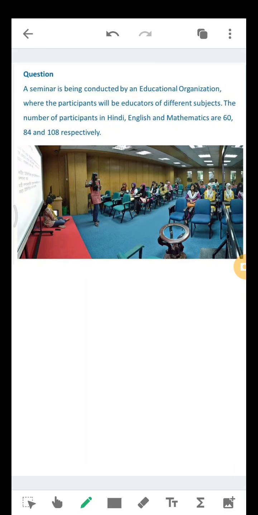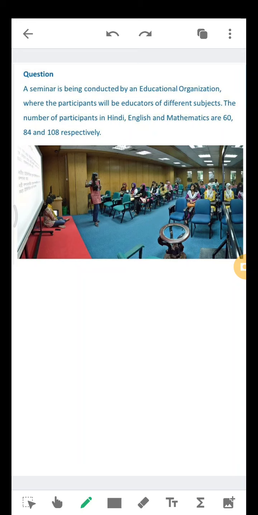Next, let's take another situation based question, the case study question. A seminar is being conducted by an educational organization where the participants will be educators of different subjects. So these are the teachers sitting in an auditorium for a seminar. The number of participants in Hindi, English and mathematics are given to us. That is, there are 60 Hindi teachers, 84 English teachers and 108 mathematics teachers. So these all teachers are sitting in an auditorium.